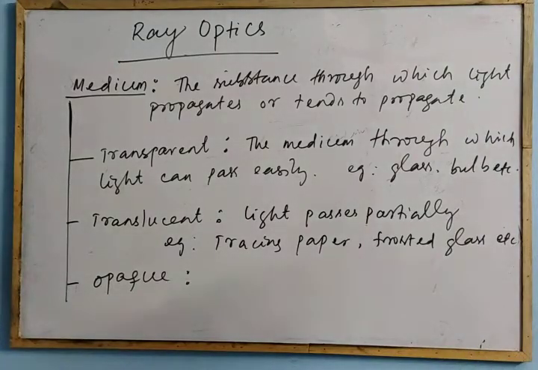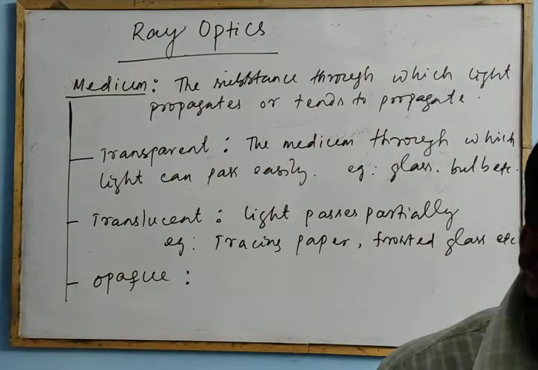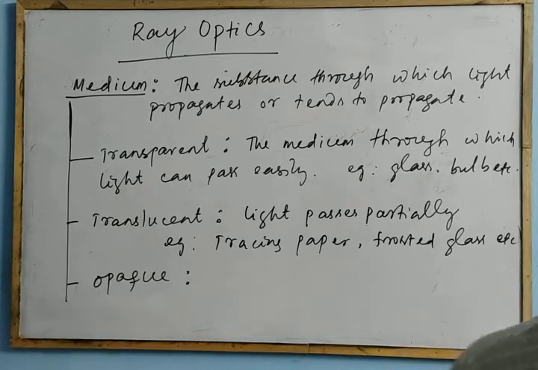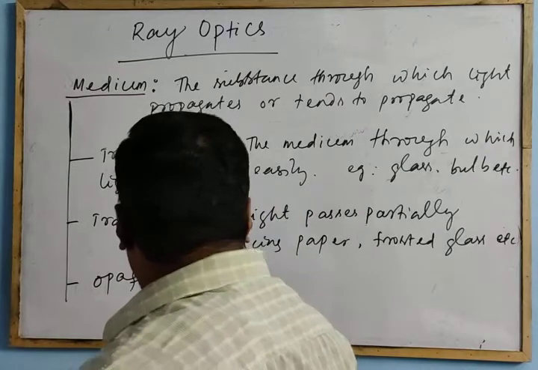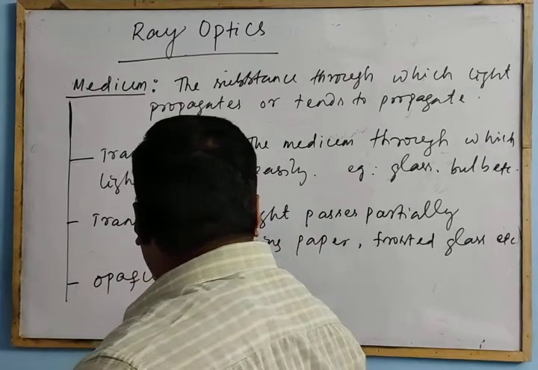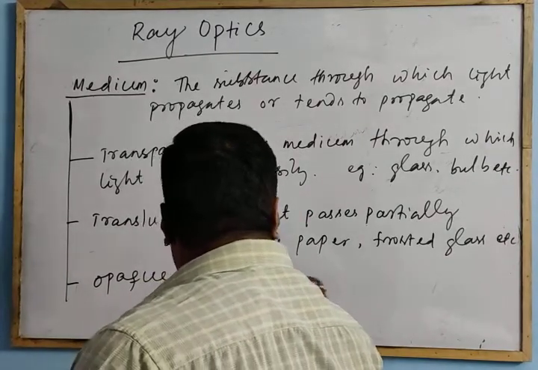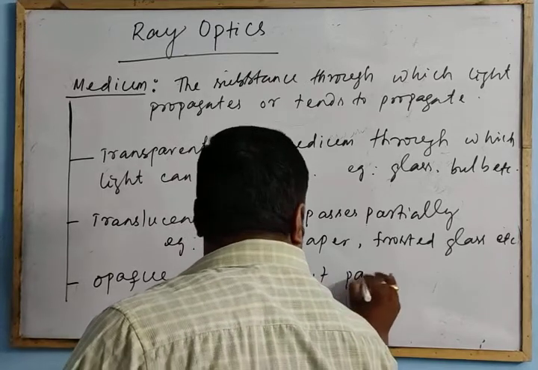And what is an opaque medium? The opaque is the medium through which light cannot pass.